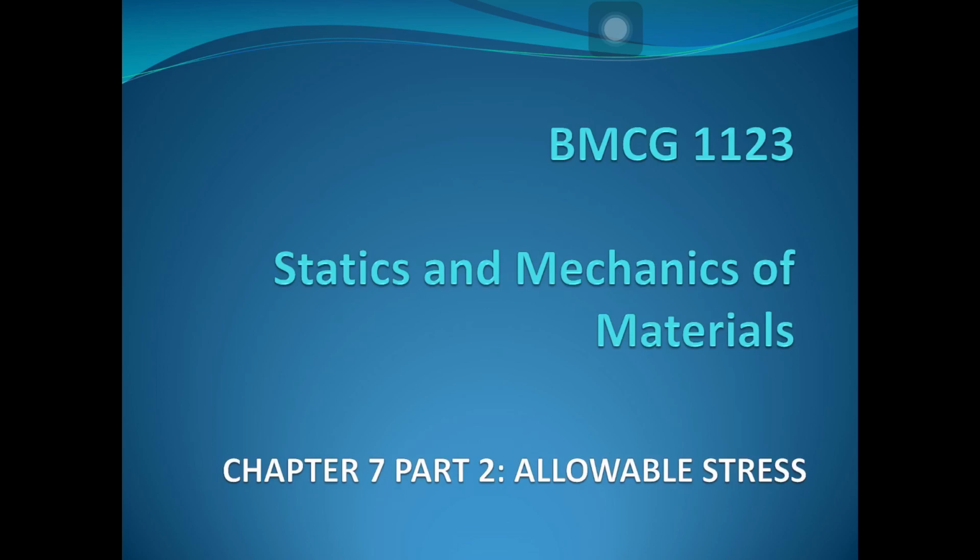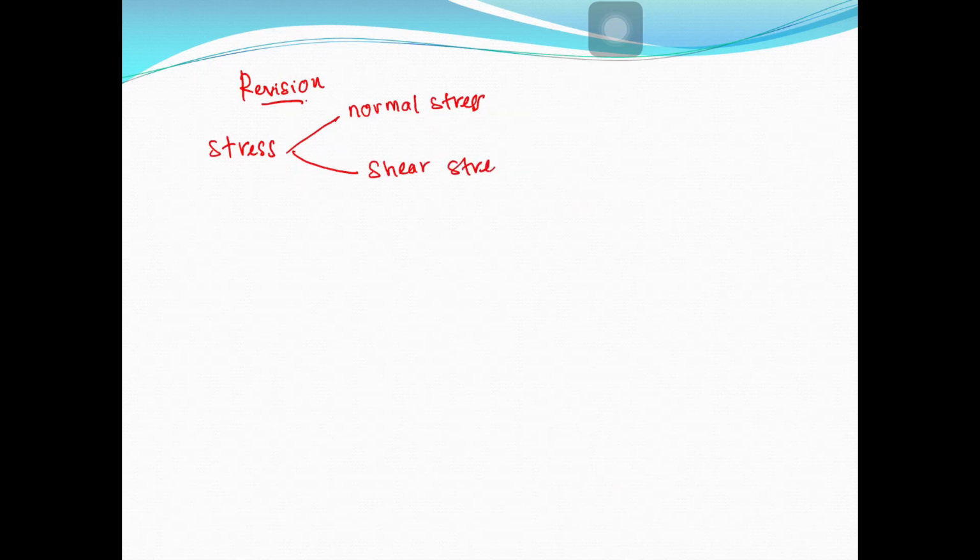Today we continue our lecture on chapter 7 part 2, allowable stress. Before we go into further study, we do some revision. Previously we have learned regarding stress. Stress we divided into two: normal stress and then shear stress. The formula is the same, but the symbol is different.